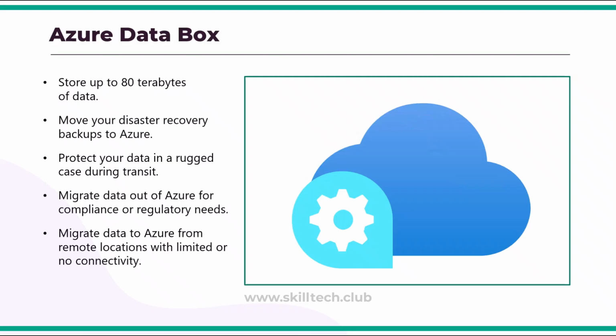Other than that, we have Azure Data Box. Now, when you're using Azure Migrate, you maybe need an internet connection, and you have to shift the data using the internet connection into the cloud. While in spite of that, the other alternative is Azure Data Box. When you have data which is huge in size, you can store up to 80 terabytes of data in one data box, and you can move this particular data to your disaster recovery backups in Azure.